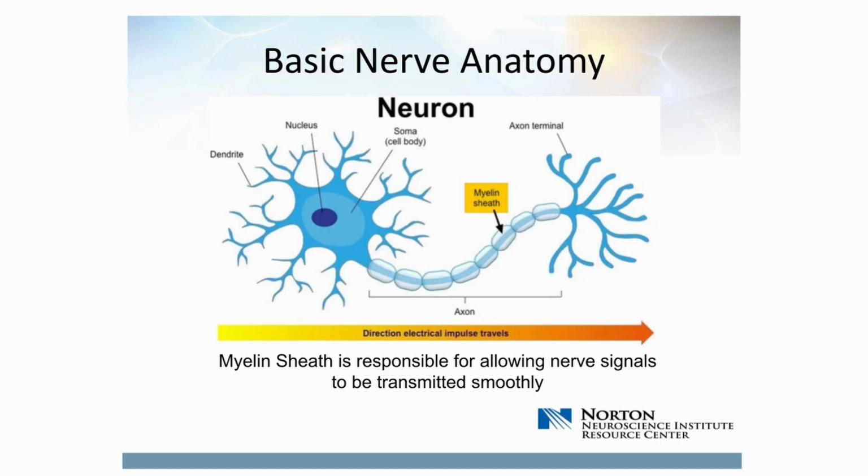This is the myelin sheath. It allows nerve signals to be transmitted down the axon smoothly. Without the myelin sheath, the nerve signals cannot go through properly.